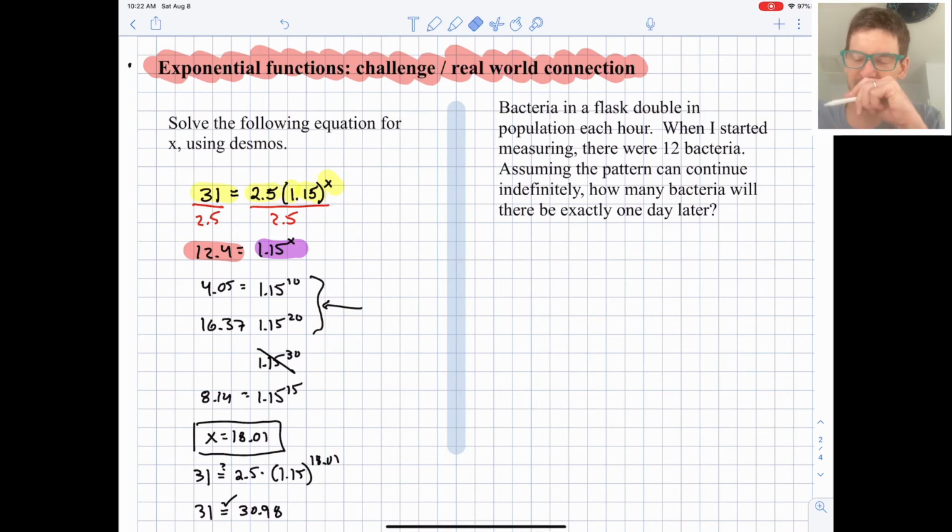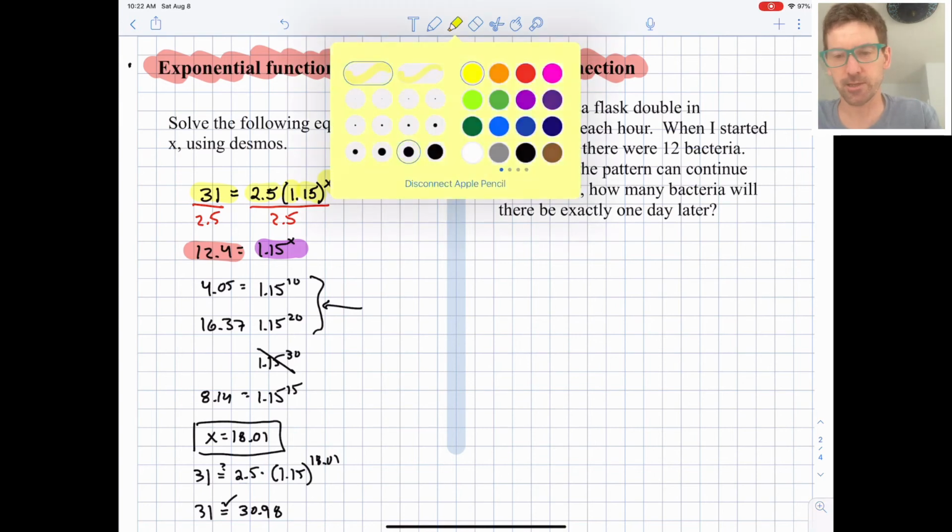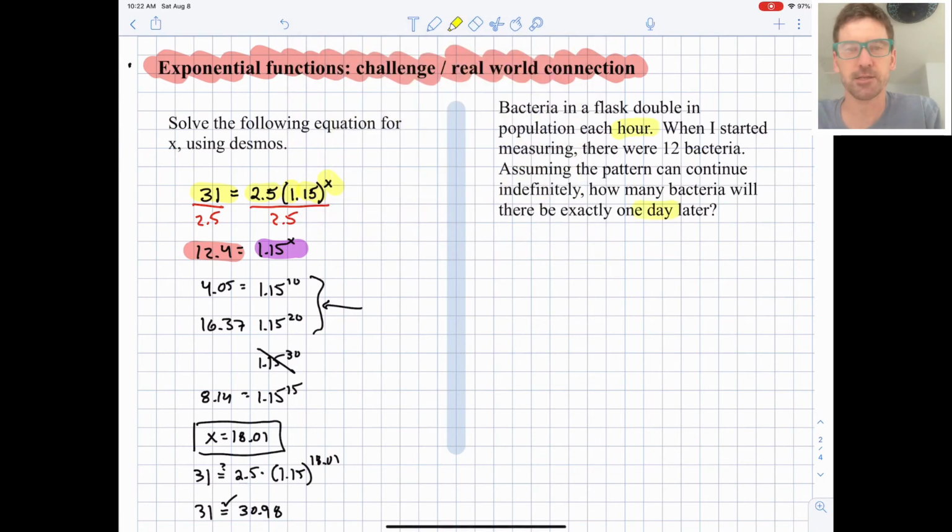But here we have bacteria in a flask that double in population each hour. And when I started measuring, there were 12 bacteria. Assuming the pattern can continue indefinitely, how many bacteria will there be 1 day later? So one thing we have to keep in mind is we're dealing with different time units, right? So we need to make sure we have a consistent time unit. But let's go ahead and get it started.